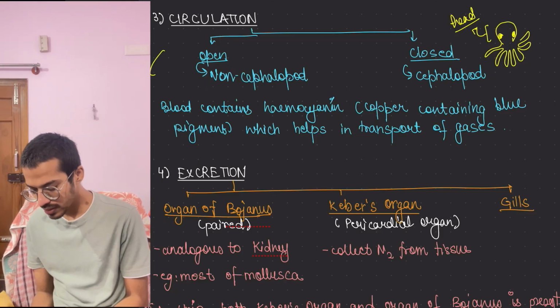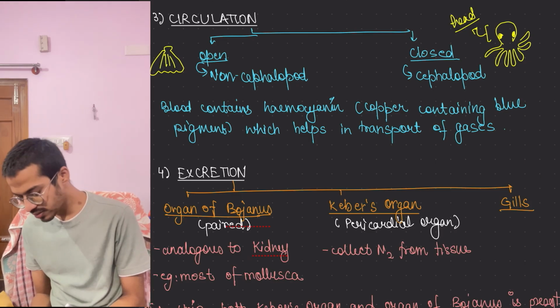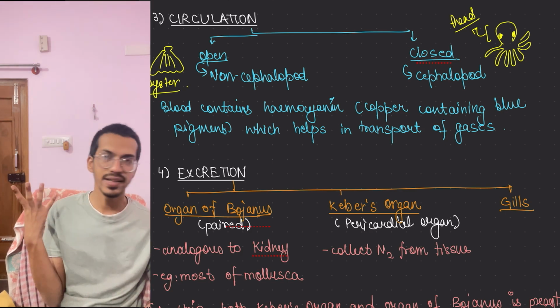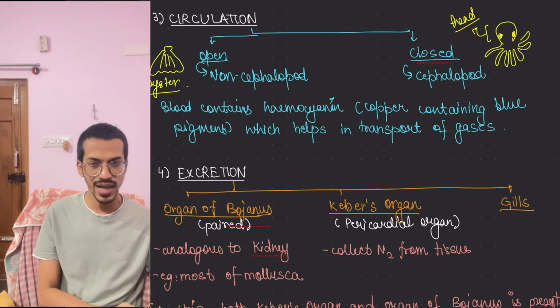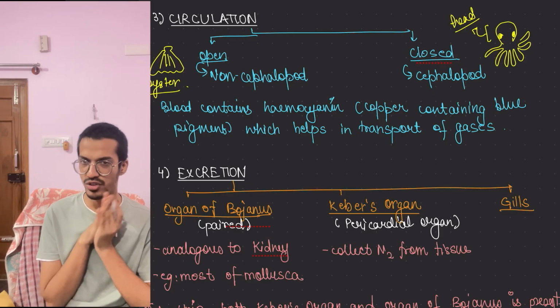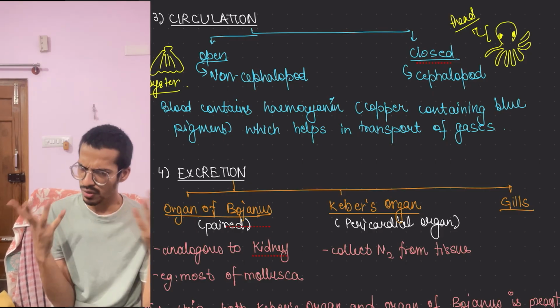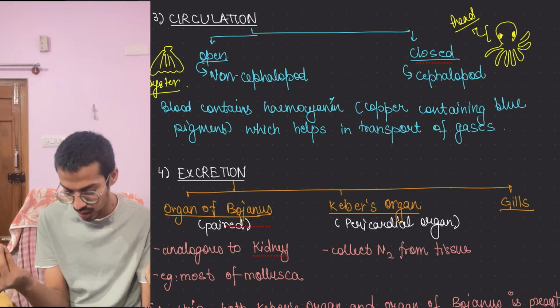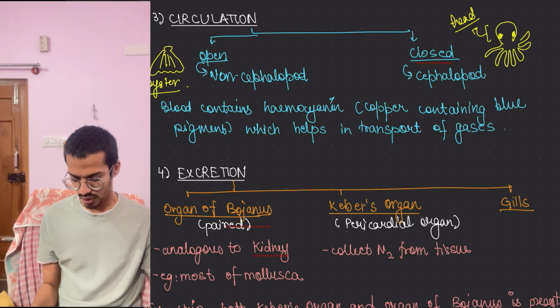Non-cephalopods do not have this, for example like this. What is this? This is your pearl oyster. It does not have a head-like thing, so it belongs to this category. Now the blood contains hemocyanin, which is a copper-containing pigment, which we have already studied, which gives it a blue color and helps in the transport of gases.